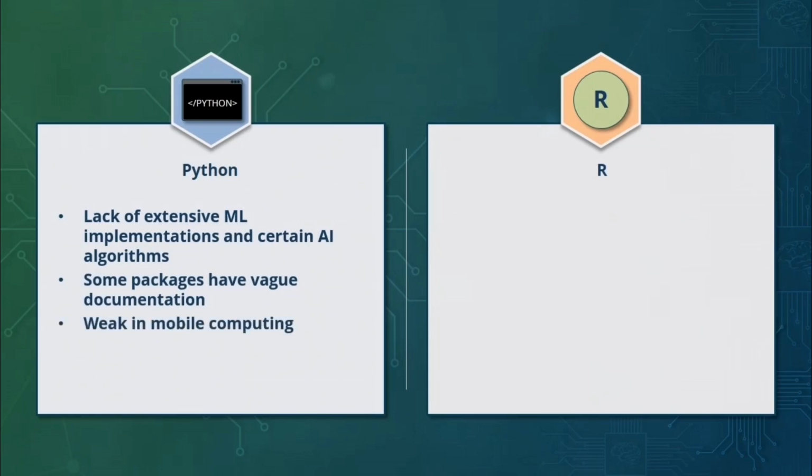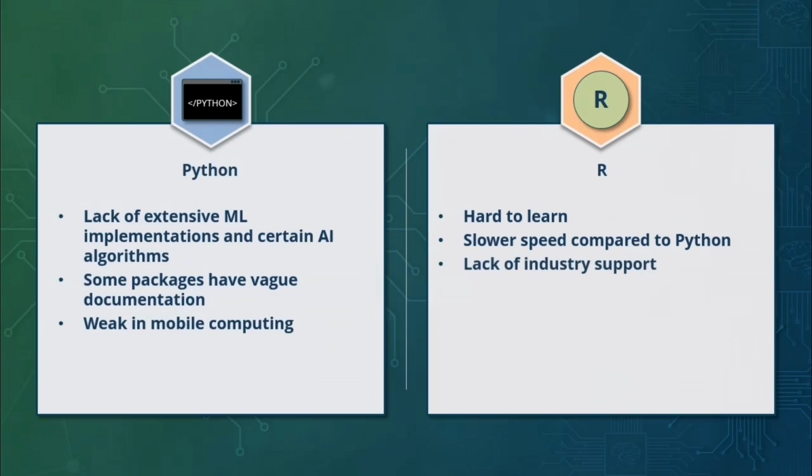Python also is not the most suitable language for building mobile applications and performing mobile computing. R programming language has a steep learning curve, hence it is difficult for new programmers to pick it up easily. R also has a slower speed as compared to Python. R has its origin from an older programming language called S, and hence it has a weak support for dynamic or 3D graphics.